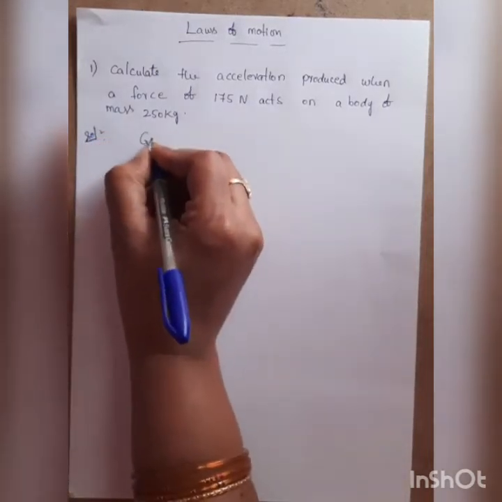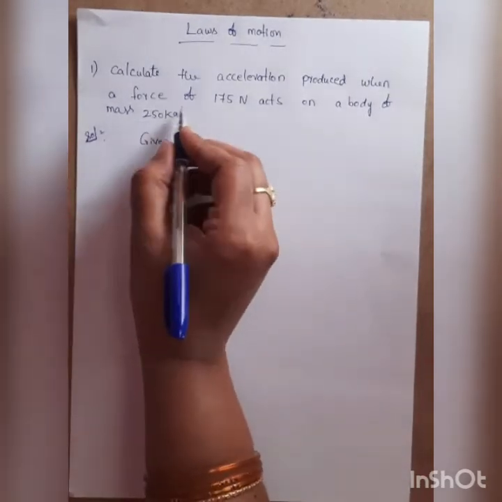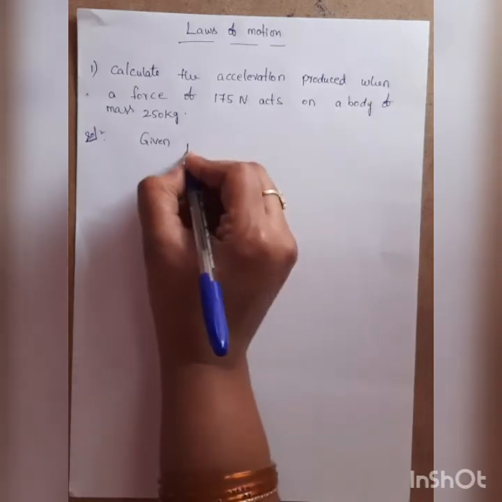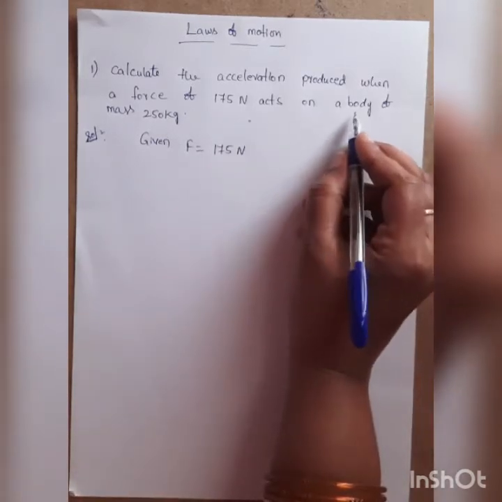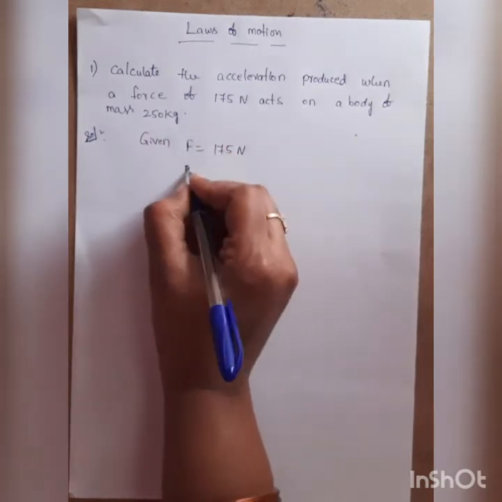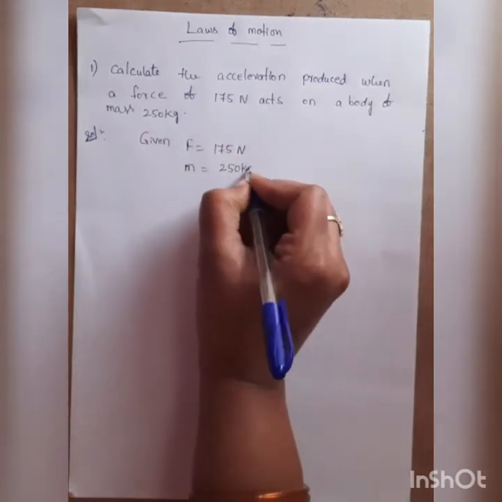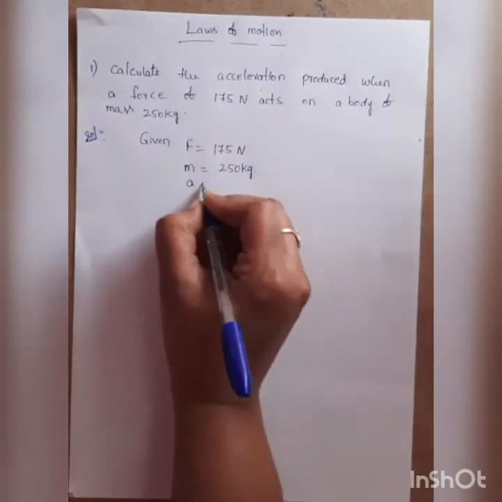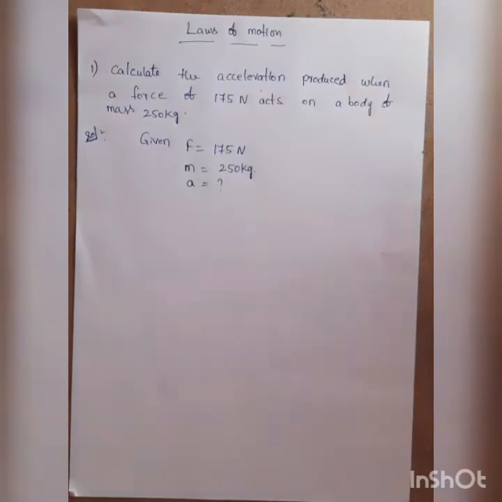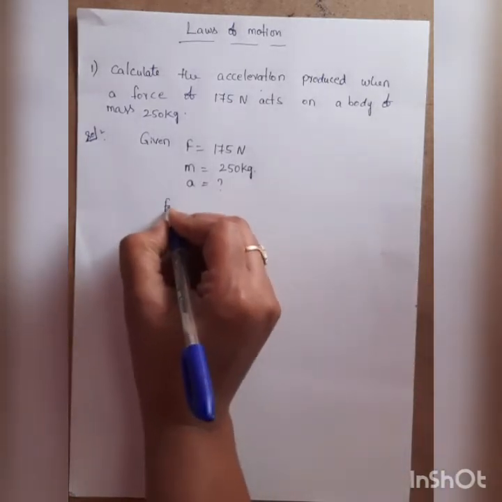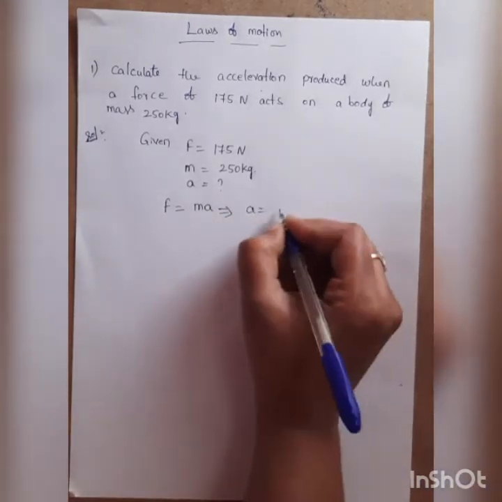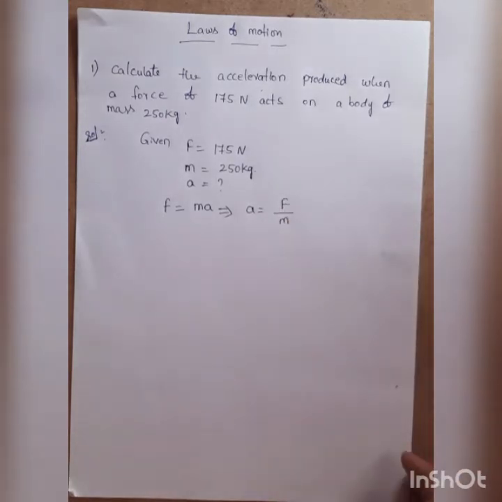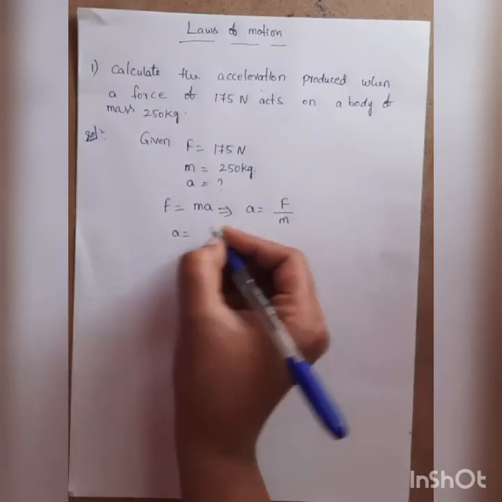First, the given data. The force acting on the body is 175 newtons. Force F is equal to 175 newtons. And the body of mass 250 kgs. So, mass of the body is 250 kgs. Calculate the acceleration. So, acceleration a is equal to how much? We know the formula in terms of force, mass of the body and acceleration. F is equal to ma. From this, acceleration a is equal to force upon m, mass of the body. Okay.